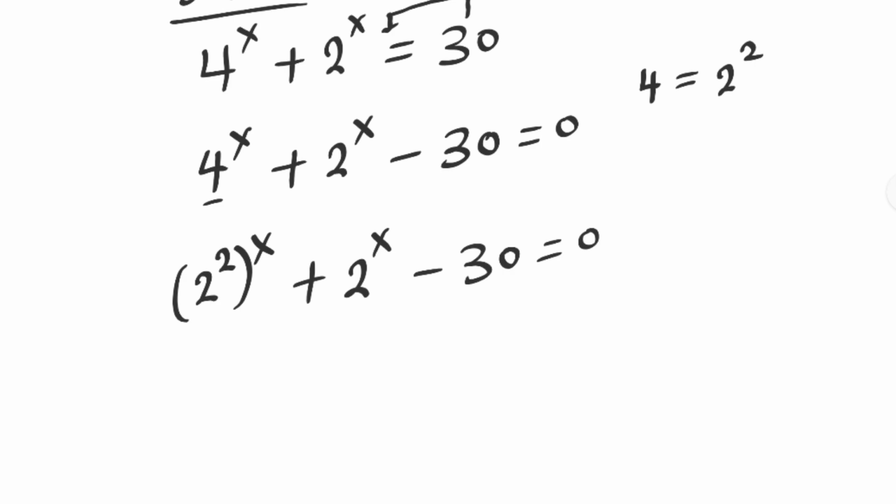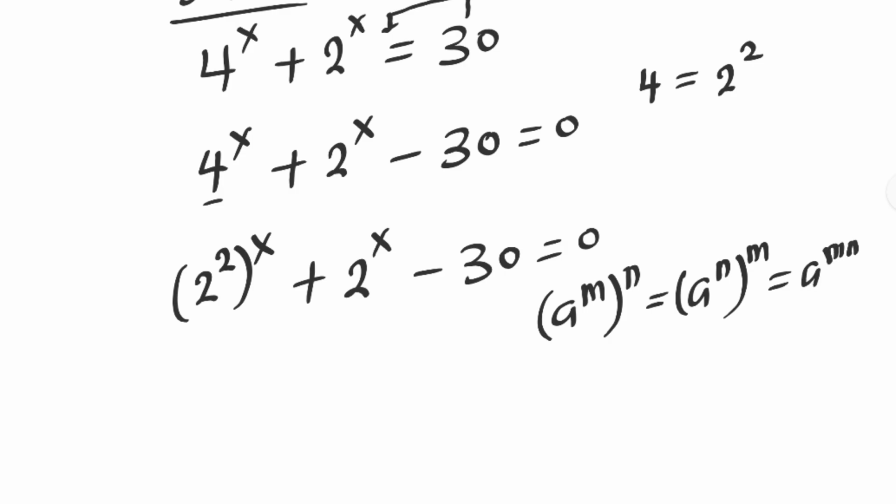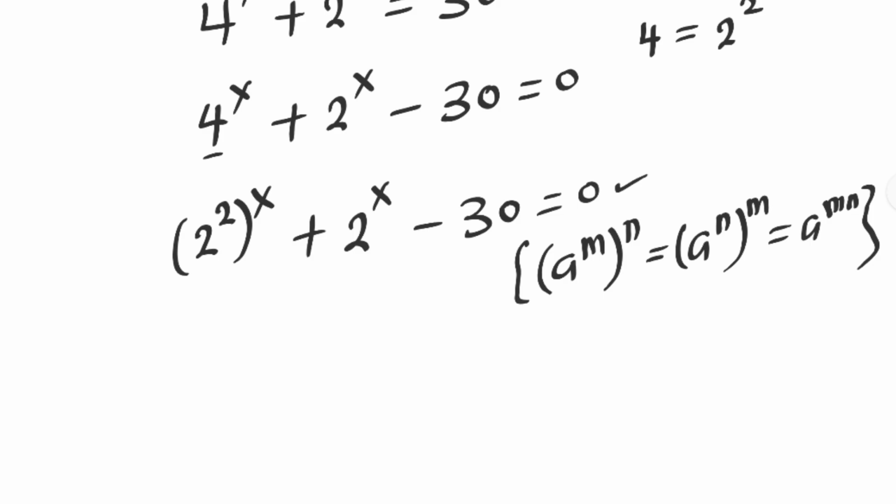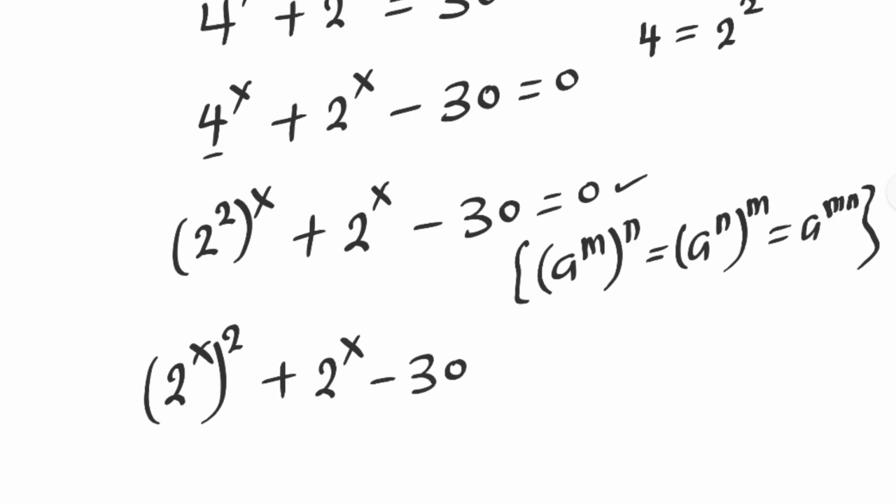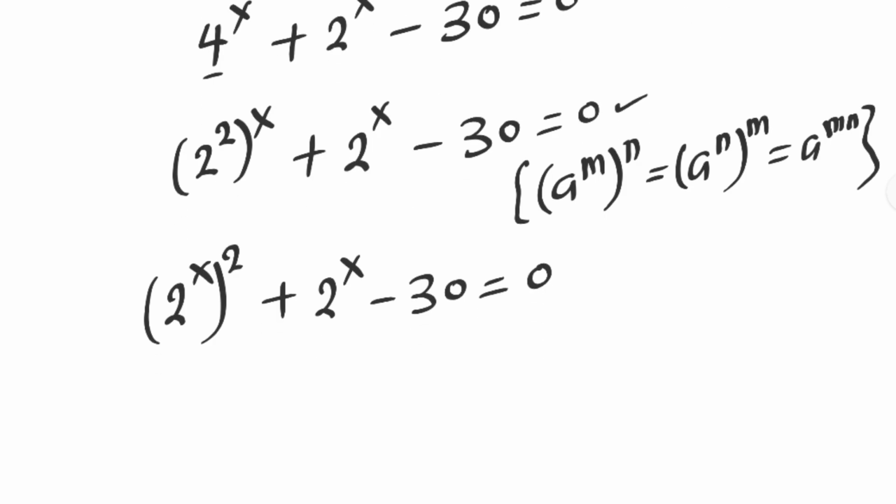Take note of this, that if you have a raised to power m to the power of n, this is equal to a raised to power n to the power of m. This is equal to a raised to power mn. Then the whole of this can be written as 2 raised to power x all squared plus 2 raised to power x minus 30 is equal to 0.